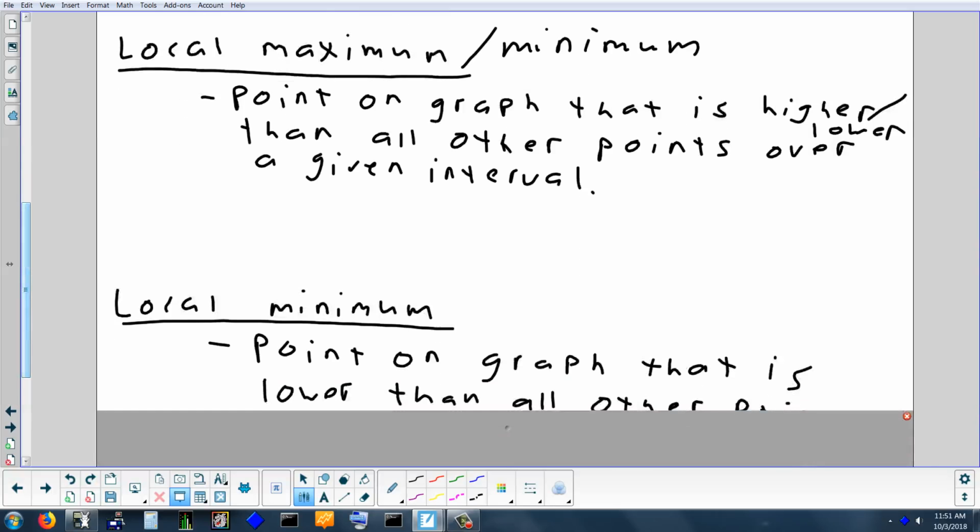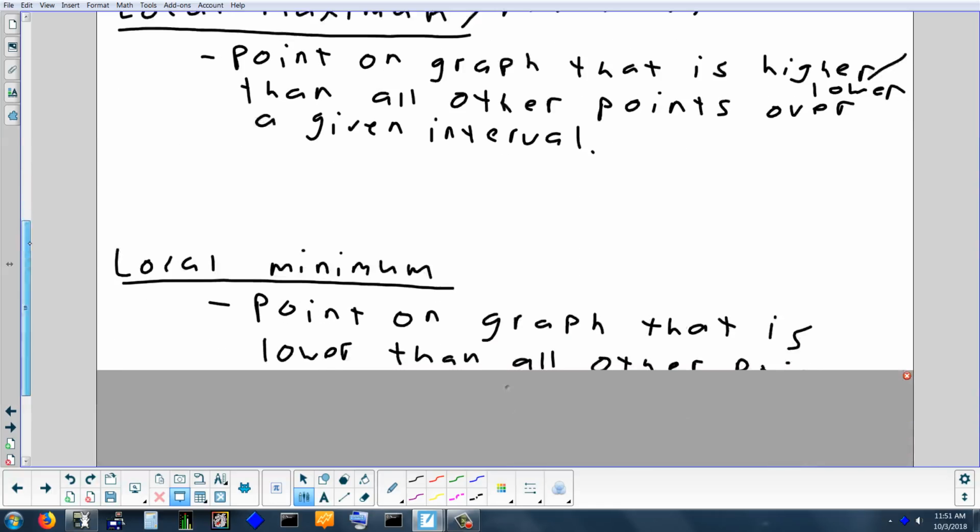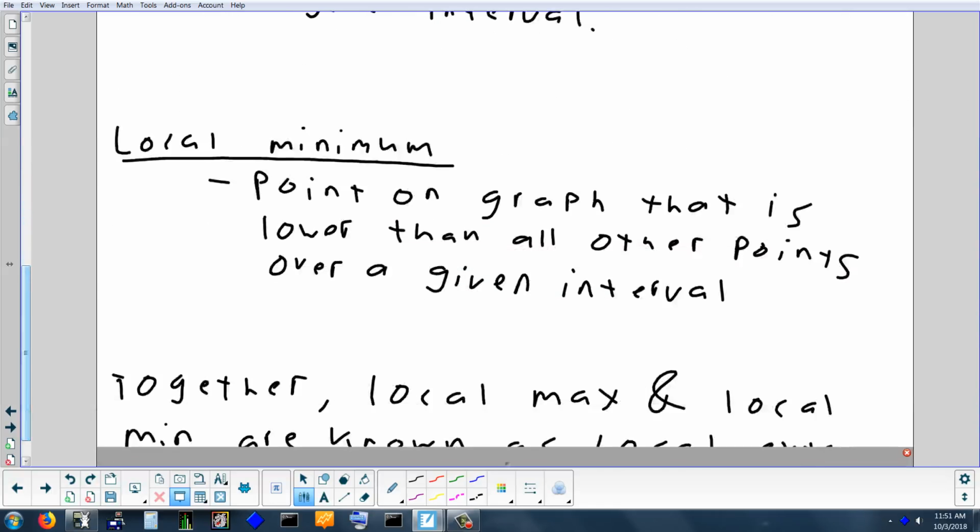A local maximum or minimum is a point that is higher or lower than all other points around it over a certain interval. And that's exactly what I wrote for local minimum, so it's the same definition. Just put higher / lower.